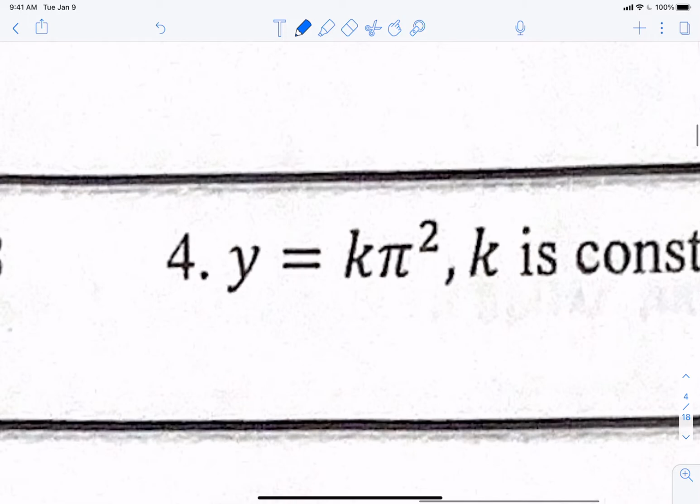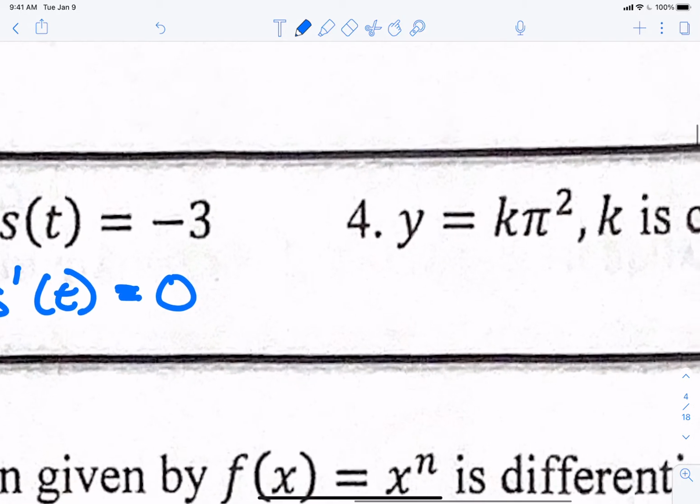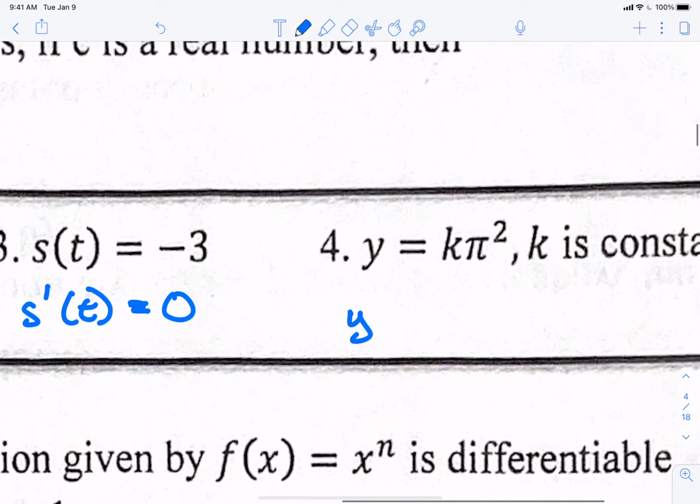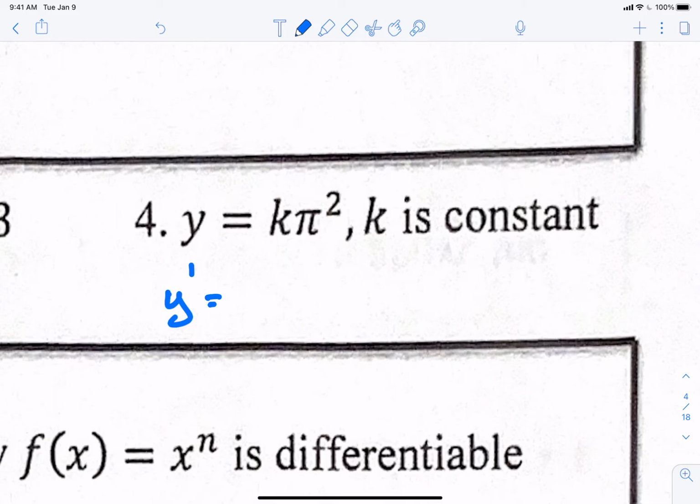Now, number 4. They call it y, so to find the derivative, we call it y prime. And this says that k is a constant number, which means k is a number. Is pi a number? Yes. And if I square it, it's still a number. So this derivative is still going to be 0. Anytime you take the derivative of just a number that does not have x, it falls off the end and it is just 0.